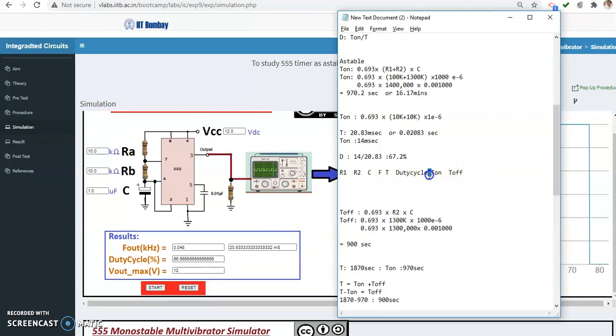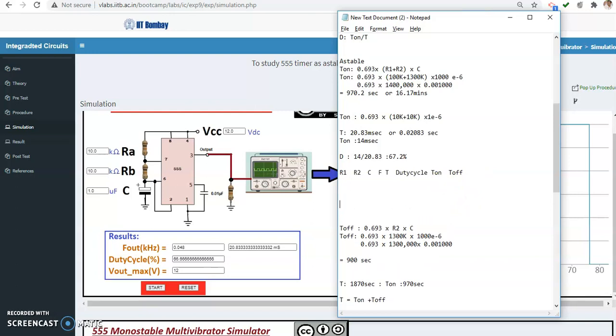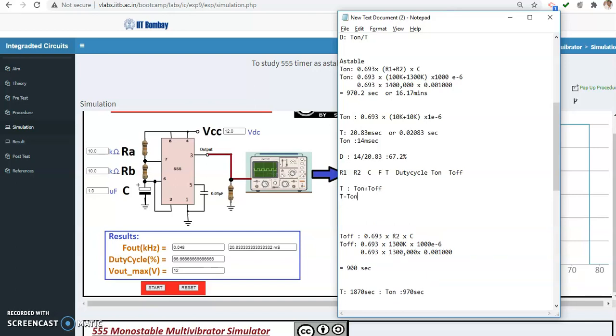This is available online. On time and off time you are going to find out. If you have the on time, then you can find the off time. T is equal to on plus off, so T minus T on is equal to T off. Then you find it out.